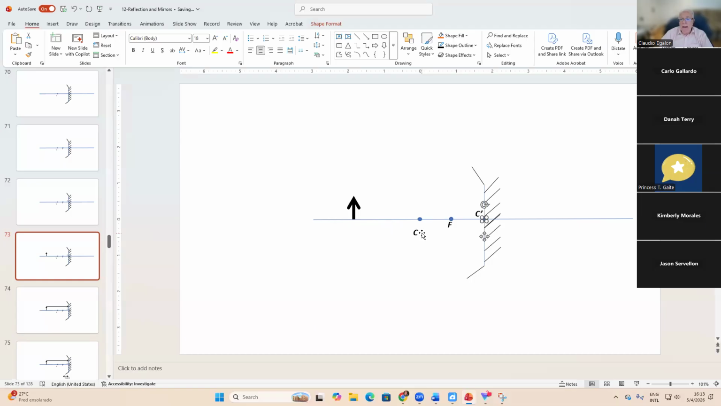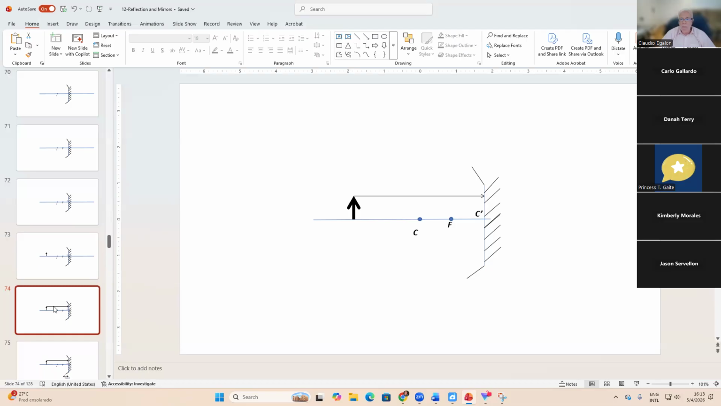Okay, so don't forget we are doing the case in which the diameter of the mirror is much less than the radius of curvature of the mirror. Here's my first light ray. Light ray parallel to the axis of the mirror, incident at the surface of the mirror, is reflected towards the focal point. Okay?